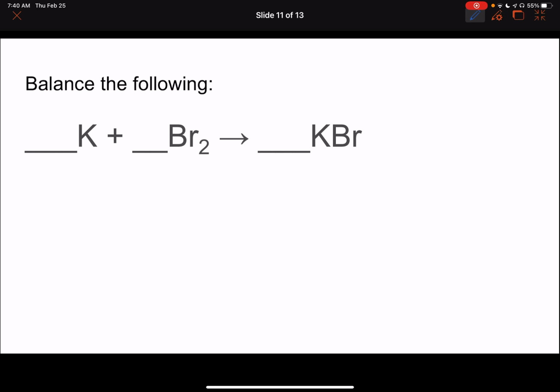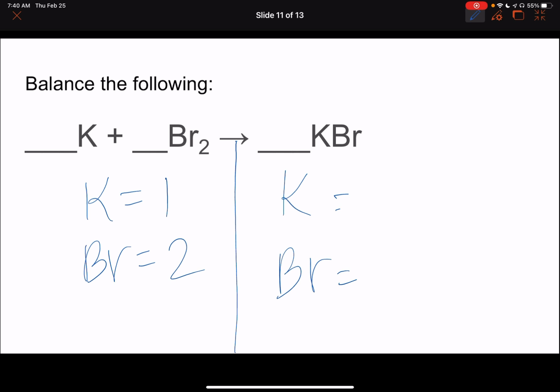Now our next one we're balancing also, so same process. Draw your line from your yields. K equals 1, Br equals 2, and then we have K and Br. So K equals 1 and Br equals 1. The K's look good for this one, but now we'll see we have a 2 and a 1.